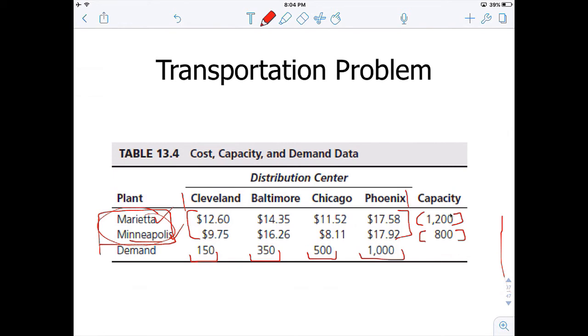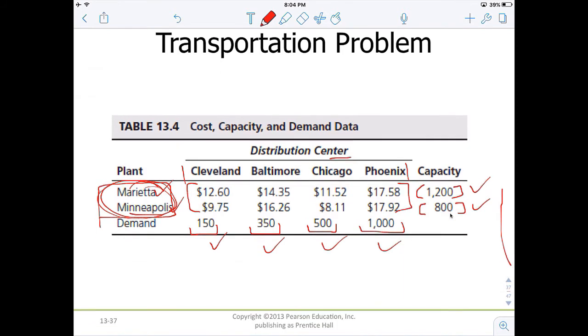So the problem is, at minimum cost, what amount should I ship from each of my plants to these distribution centers in such a way that the demands are satisfied and the capacities are not exceeded. This is the simple transportation problem.